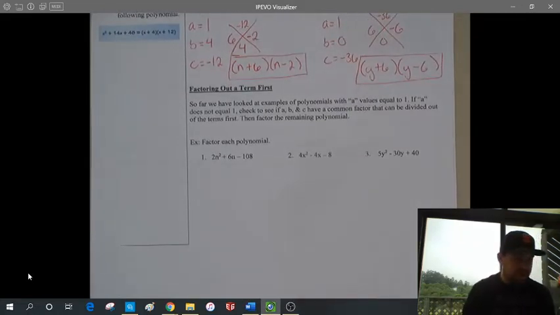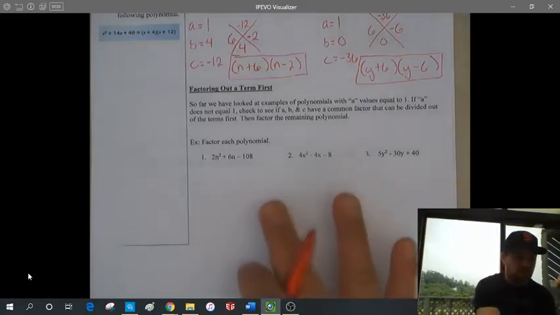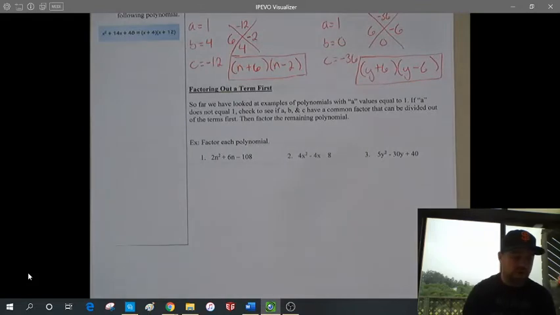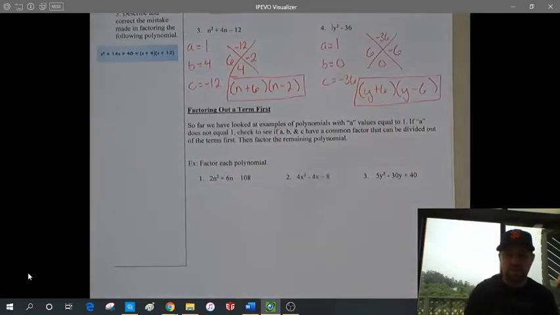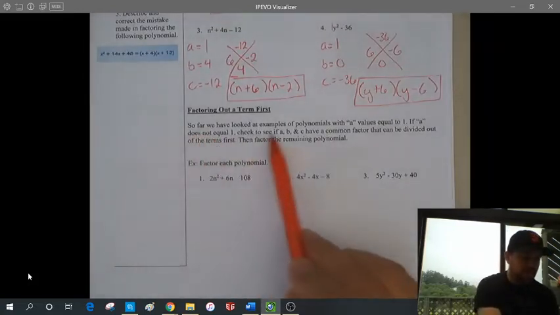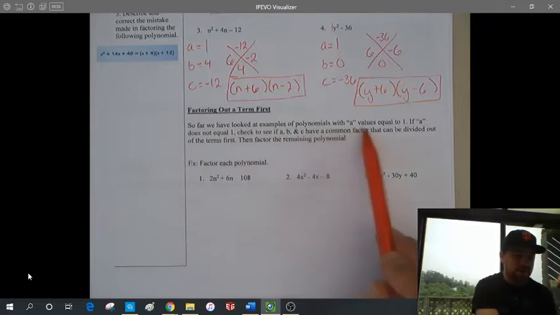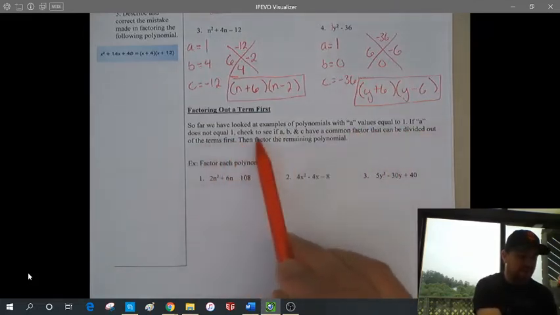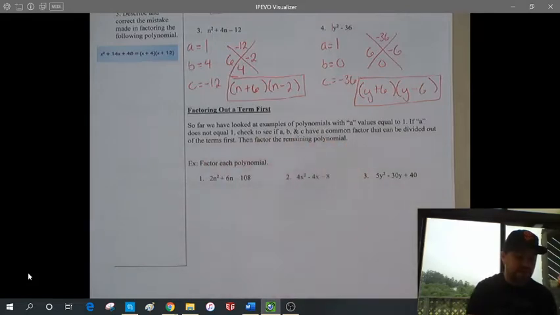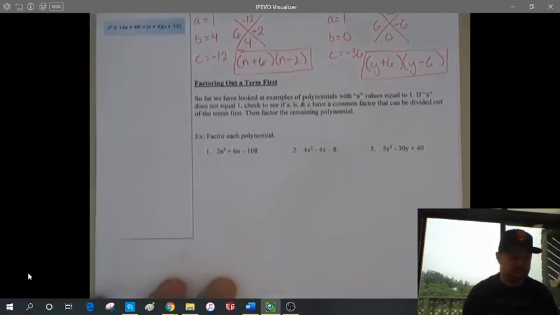Okay, and then it says factoring out a term first. I'm not going to give you too many examples, so I'm just going to go over maybe one or two of these just to show how you would approach these. I'm really going to have us focus more on the ones that we went over where the a value is already equal to 1. But it says that so far we've looked at examples of polynomials where the a values are equal to 1. If a does not equal 1, we have to check to see if a, b, and c have a common factor that can be divided out of the terms first, and then factor the remaining polynomial that we are left with.